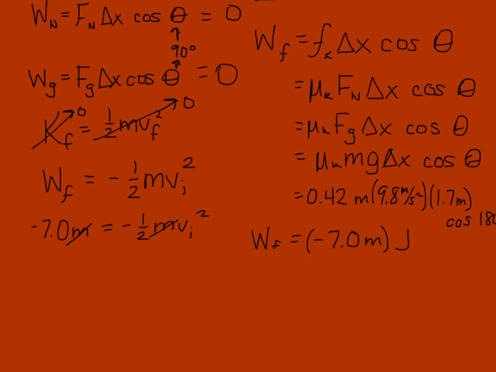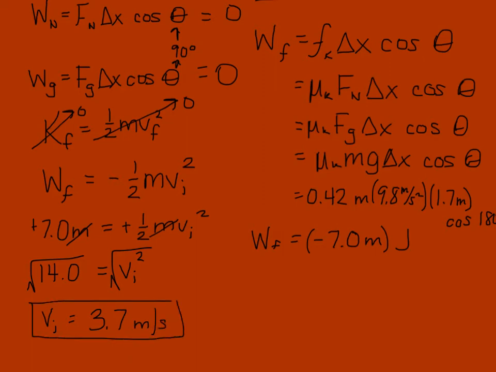So now I'm left with, and I can also actually multiply by negative 1 on both sides. So to solve for v initial, I'll multiply both sides by 2. So I get 14 is equal to v initial squared, and then I take the square root of both sides. I end up finding that that initial speed of the coffee mug is 3.7 meters per second. And that's a fairly reasonable speed to push something down a counter.